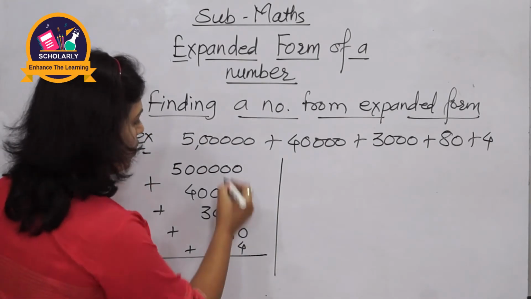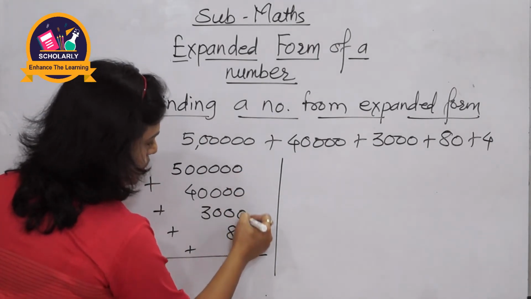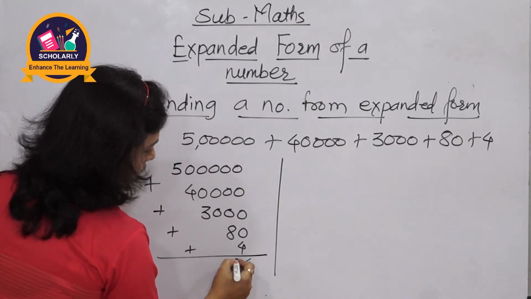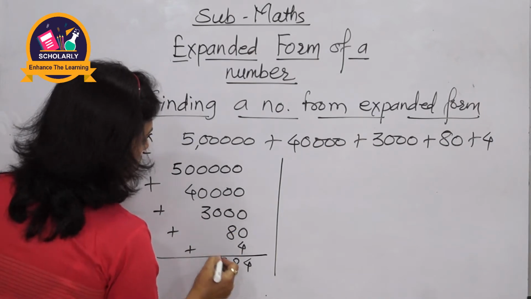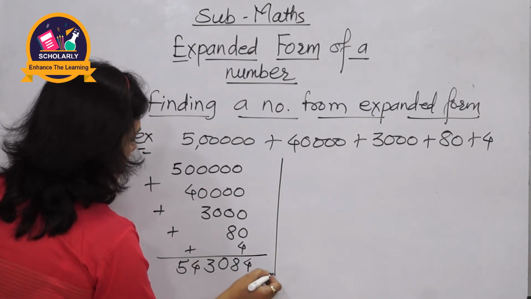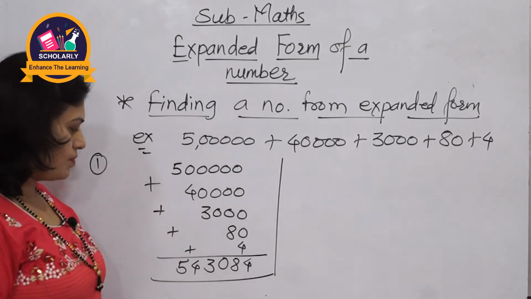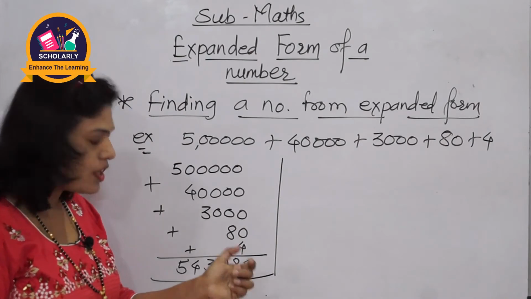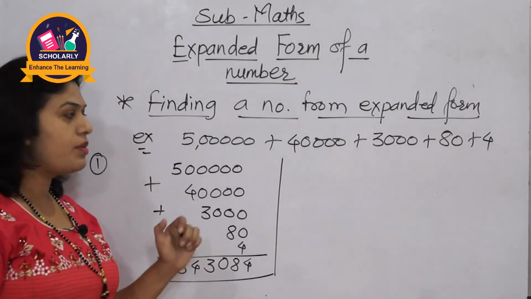Make the addition. What will you get? 0 0 0 0 4, that is 4. 8 0 0 0 8 0 3 4 and 5. Here is our answer. The number is 5,43,084. This was one method.